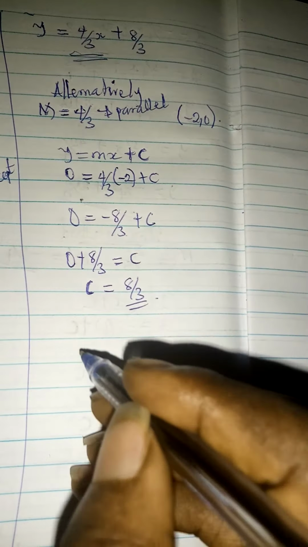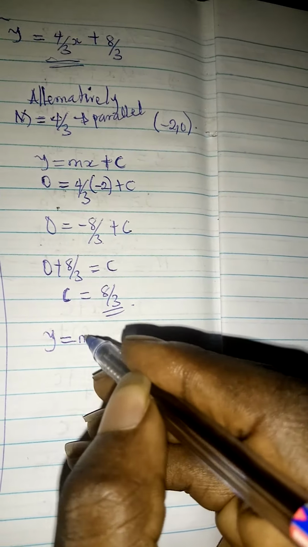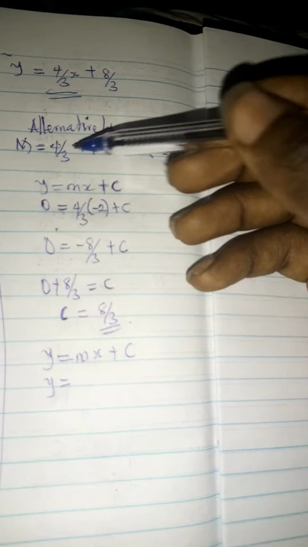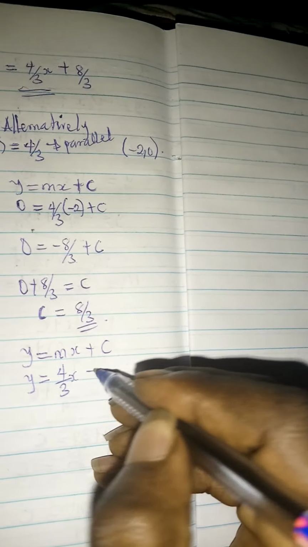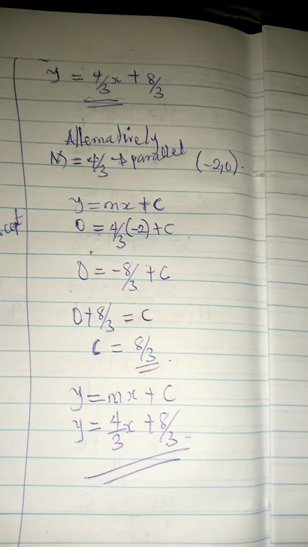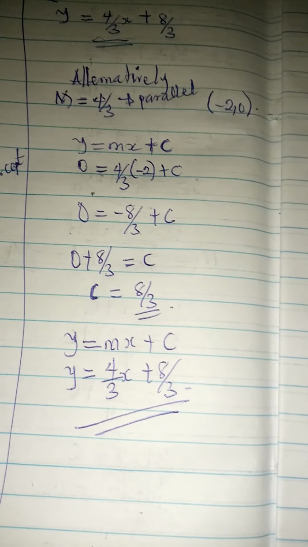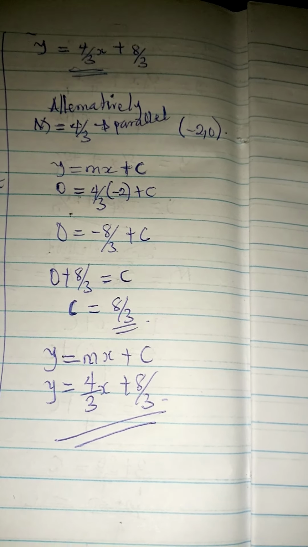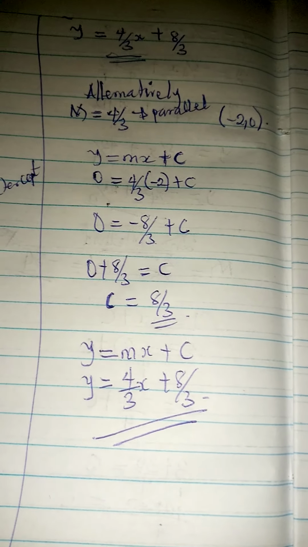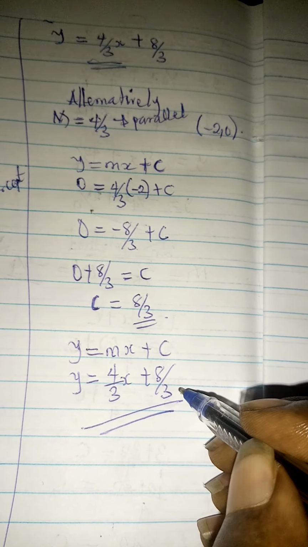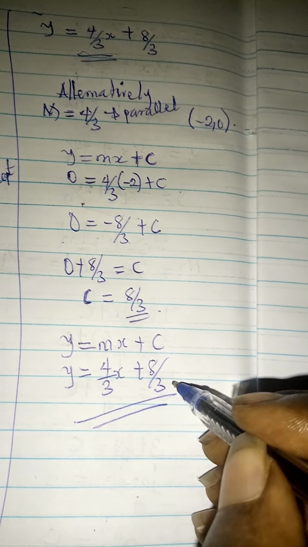We can now bring the two together into this equation. So y equals mx plus c will now be y equals the slope there. So always carry the slope. Slope is 4/3x plus, what is the y-intercept? 8/3. You can see from both methods we still arrive at the same answer. So any one you are using at all, make sure you understand it very well, and then you do the necessary things.